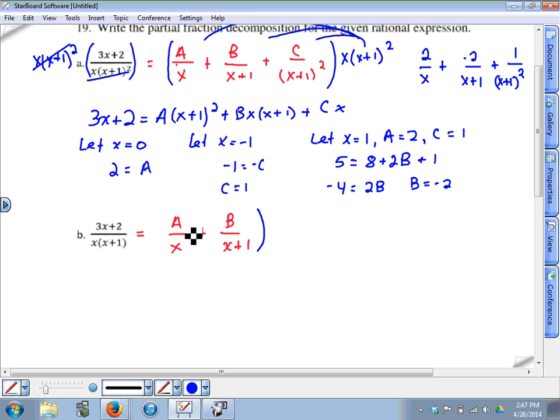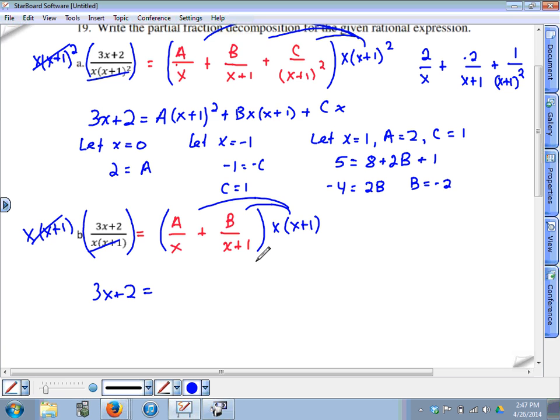Part B, we do a similar thing. We multiply both sides by the LCD. Here the LCD cancels the denominator, so we have 3x plus 2. And over here, as the LCD multiplies each piece, as it multiplies the A piece, then the denominator x cancels with this piece of the LCD, so A multiplies x plus 1. And then as the LCD multiplies the B term, the x plus 1 denominator cancels with this x plus 1 factor. So B multiplies x.